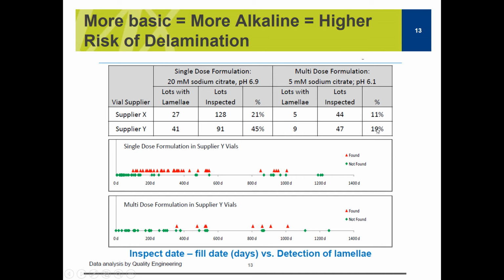So that shows two things. First of all, it proves the concept that higher pH causes a higher risk of delamination, or higher probability of delamination. And then the other point that this table is making is that type 1 borosilicate glass vials are going to be different from supplier to supplier. So not all vials are the same. Supplier X is different than supplier Y, and each of them has a different percentage or probability of experiencing delamination.